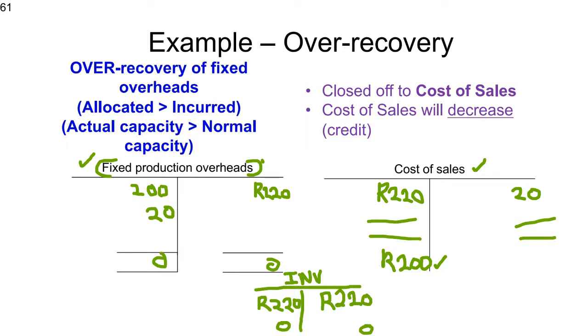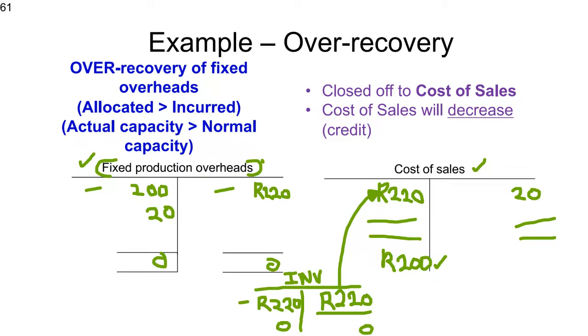We debited it with the cost that we incurred, right? Then we moved that cost out with the cost that we allocated into inventory. Okay, that's the in-between account. We moved it into inventory, and then as we sold the inventory, we moved the inventory out of the inventory account into this expense account, the cost of sales account.